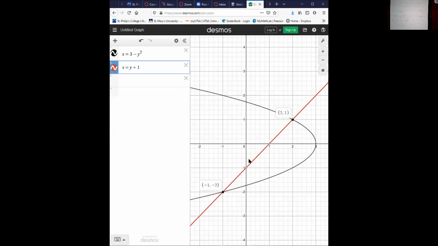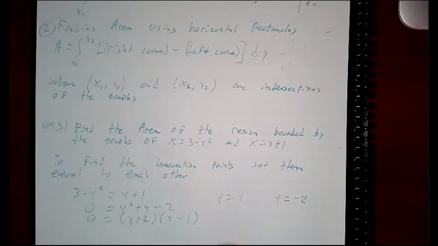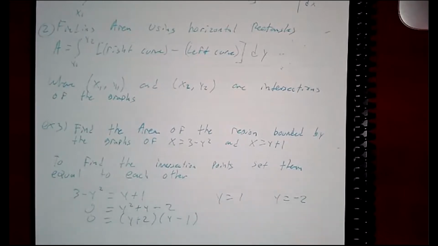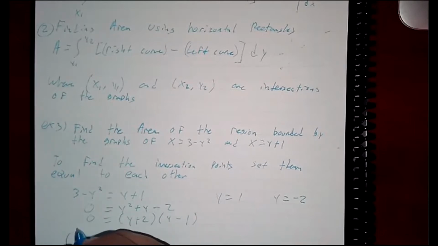Since I'm doing dy, I'm looking at the y value. How low am I going? Negative 2 all the way up to 1. You see that? So the horizontal rectangles start at negative 2 and go all the way up to 1, y value. And that's what this helps me find. Negative 2 to 1. So the integral will be from negative 2 to 1 on the y-axis, right?